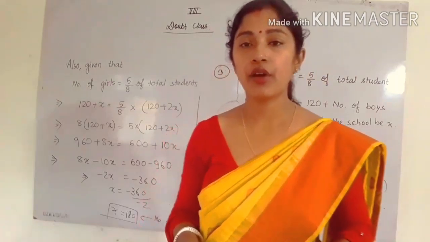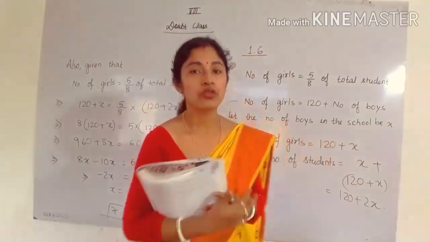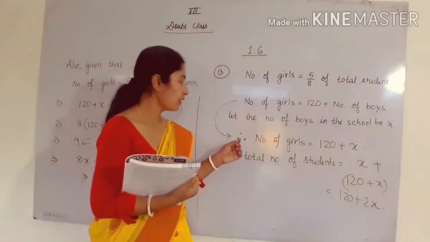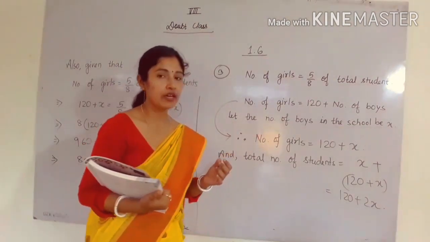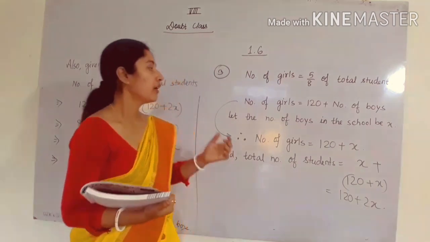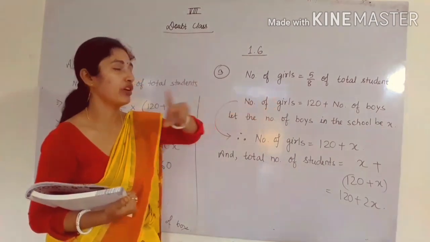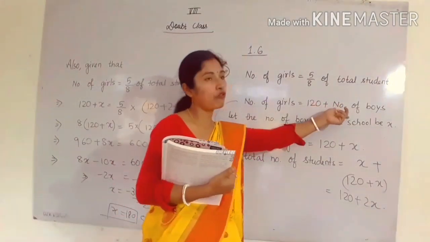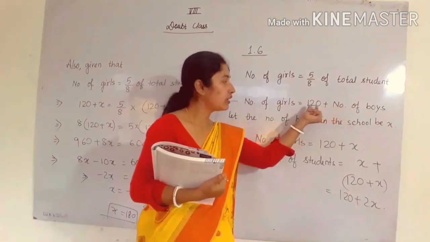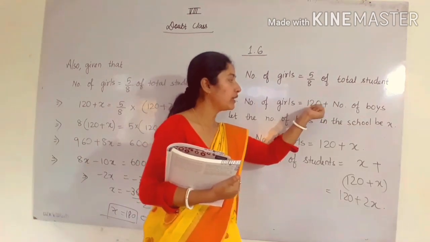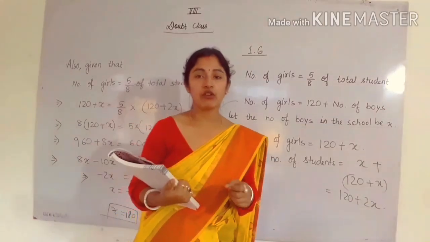So what we have to find? We have to find the total number of students and the number of boys in the school. So see here, first of all, you have to let the number of boys in the school be x. So why are we taking the number of boys as x? See, here one condition is given that the number of girls is equal to 120 plus number of boys. So every time we cannot write number of boys, na? That's why I have taken number of boys as x, so that it will become simpler. It will become 120 plus x. So 120 plus x will be simpler.